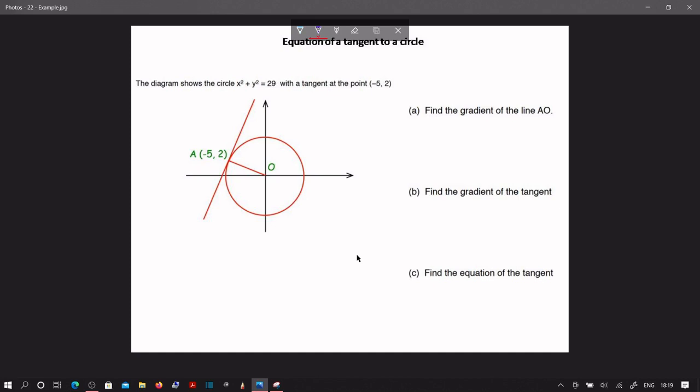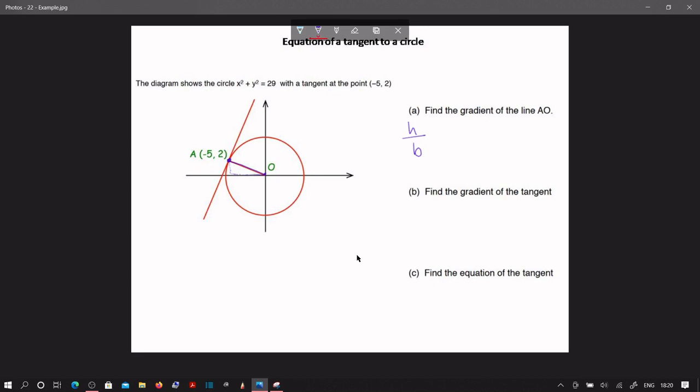The first thing we're going to do now is find the gradient of line AO. Here's A, here's O, that's the center of the circle. I want to find the gradient, how steep it is. And you know from a previous video, you need to draw a right angle triangle underneath it. You need to know the height of the triangle and the base of the triangle. That will give you the gradient, how steep it is.